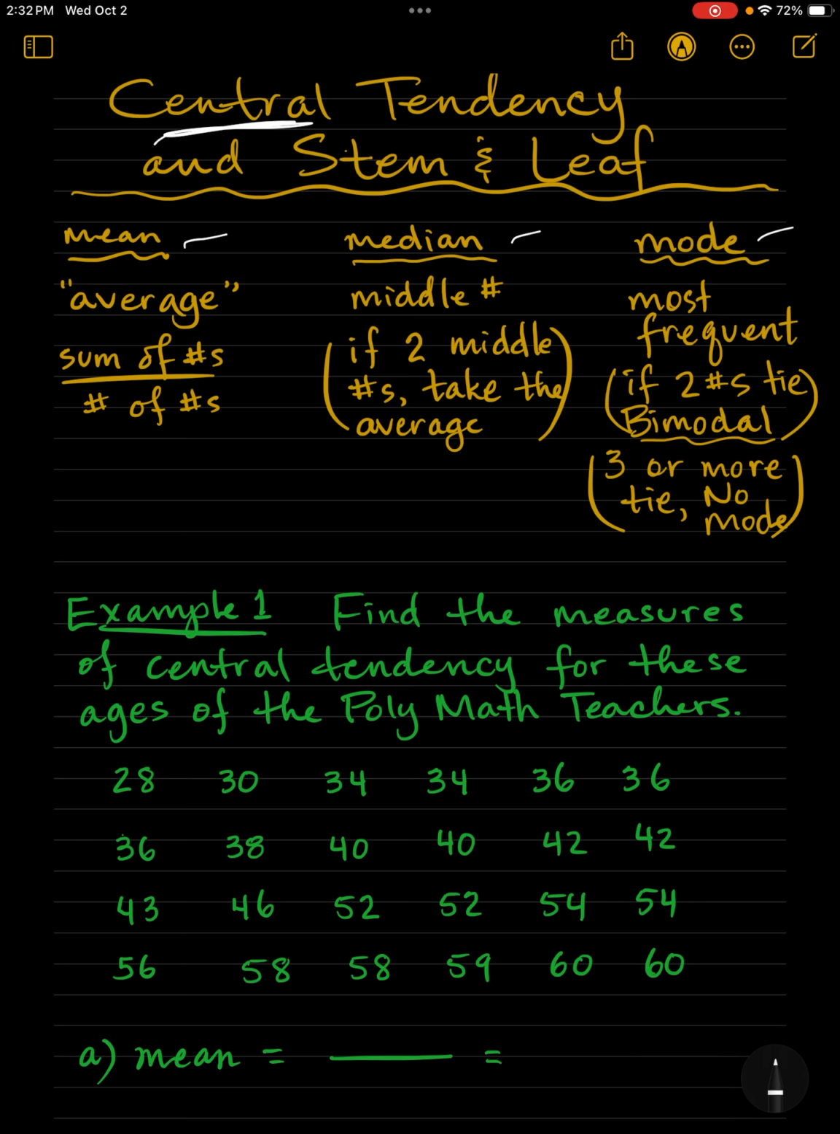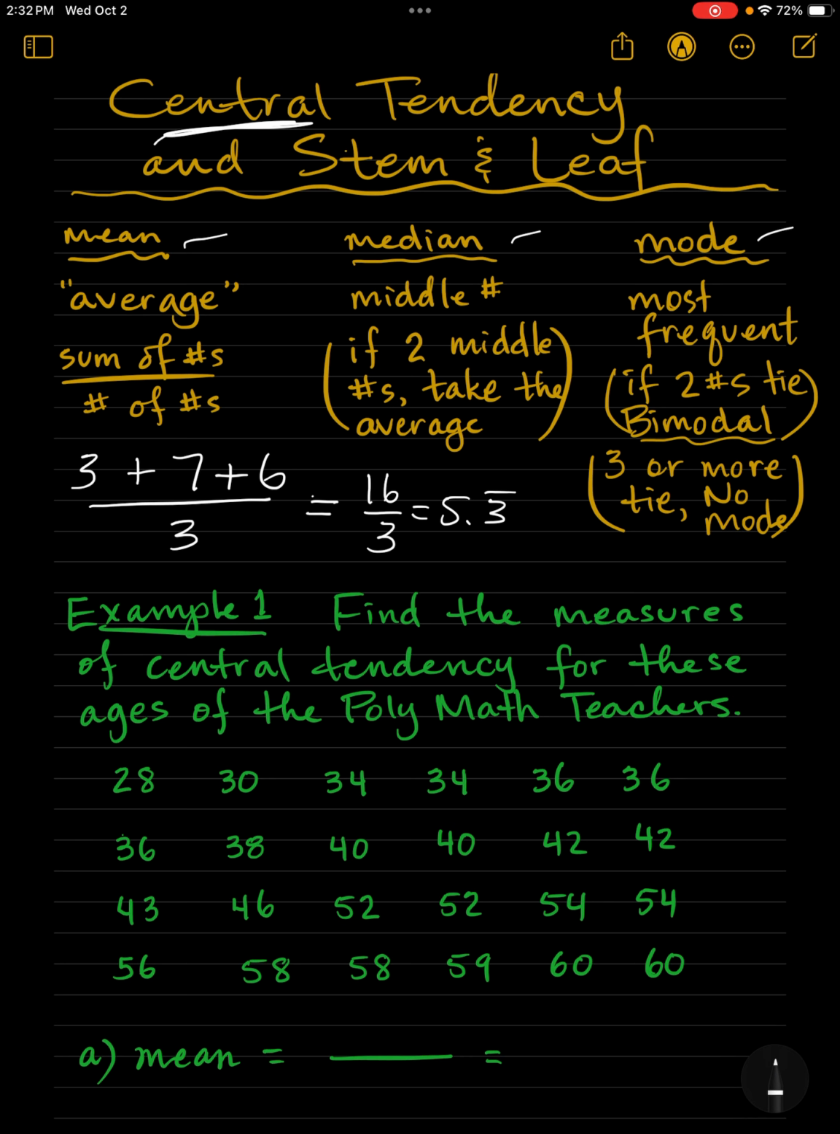For example, let's say you want to know the average of 3, 7, and 6. You would add those three numbers and divide by 3. So if we add those up, 16 divided by 3 is about 5.3 repeating. So that would be the average.